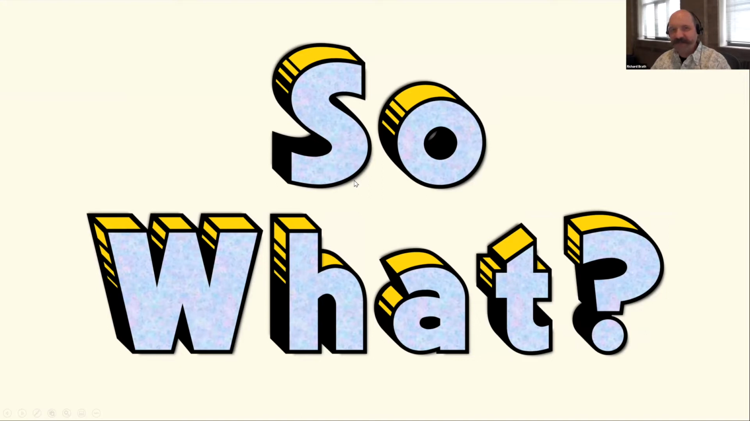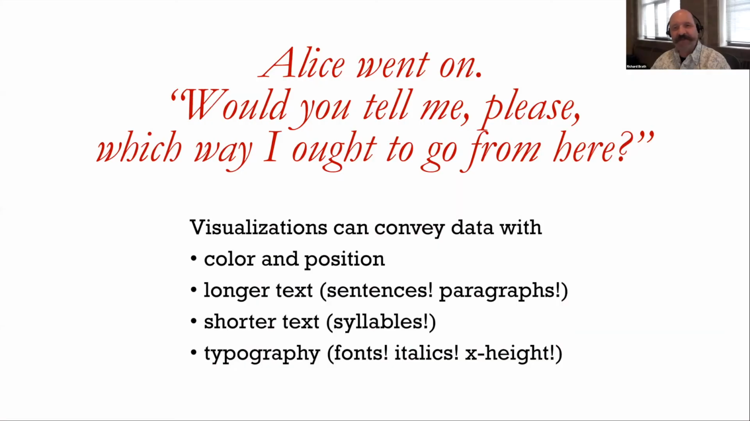So here we are at the end of 72 visualizations. So what? Why do we do all of that? What have we learned? Did we learn anything other than just seeing, wow, there's an incredibly crazy variety of visualizations?